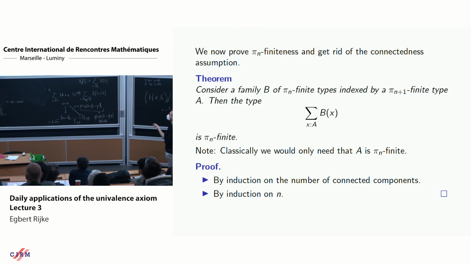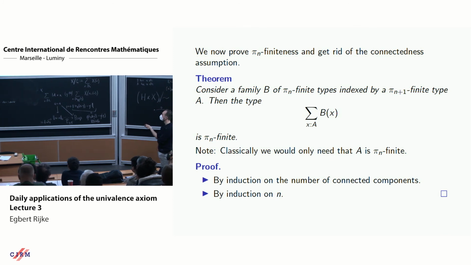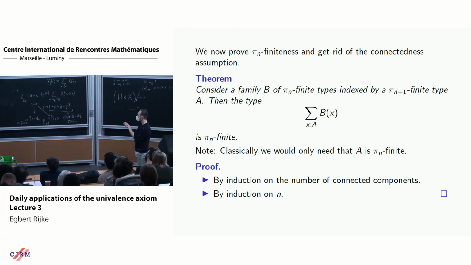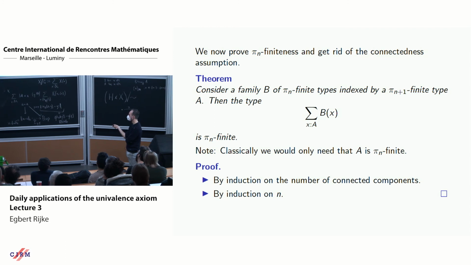Okay, so the proof of this thing is just by induction on the number of connected components of A. There are finitely many of those, and by induction on N. And yeah, you can easily write it out. The difficult part was the base case.